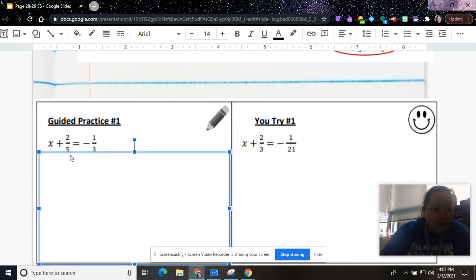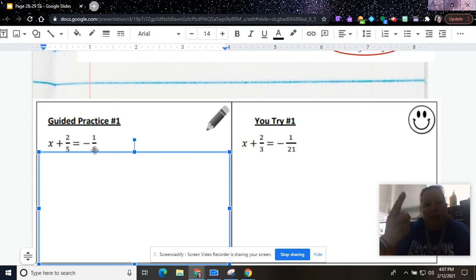Okay, so when I look at this equation right here, my denominators, this one doesn't have one, so the denominator would be a 1. This one is a 5, and this one is a 3. So when I count by 5s, 5, 10, 15. Oh, hey, 15 is divisible by 3. So that is going to be my least common denominator to multiply both sides by. So 15 times x plus 2/5 equals negative, oh, and then you've got to multiply both sides by 15. So 15 times negative 1/3.